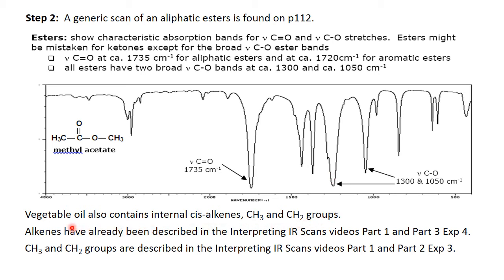Now bear in mind that the vegetable oil also contains internal cis alkenes, methyl and methylene groups. However, alkenes have already been described in interpreting IR scan videos part 1 and also in part 3 experiment 4. And likewise, the methyl and methylene groups are described in the interpreting IR scans videos part 1 and part 2 for experiment 3, so I won't do them again at this time.